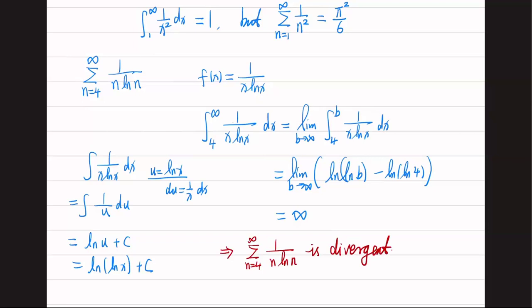Here we start at 4 because if we start at 1, the logarithm of 1 is 0. 0 in the denominator is not allowed. This is the only reason we start at 4. You can start at 2, 3, it doesn't matter, but not at 1.